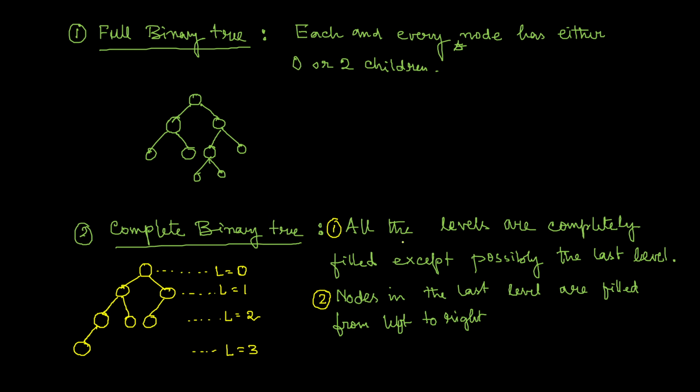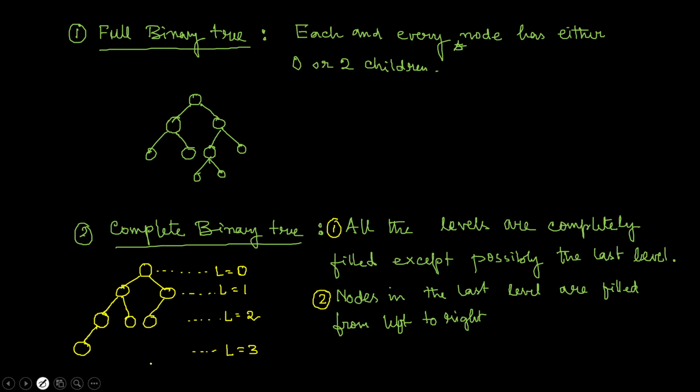What it is saying is that all the levels are completely filled except possibly the last level. Obviously the last level is not filled up, and I am not bothered about that, but all the other levels are completely filled. Level 0 is completely filled, level 1 is completely filled, but not level 2. There is one more space to store one more child of this node.